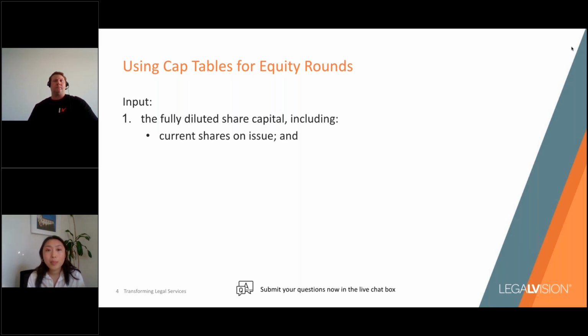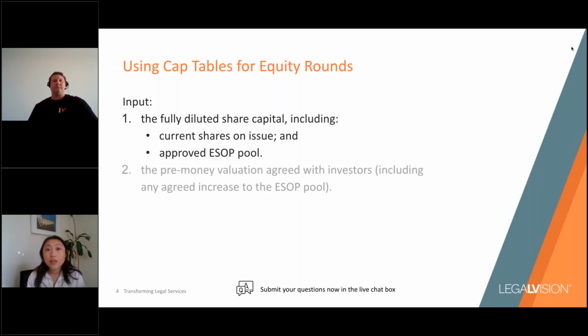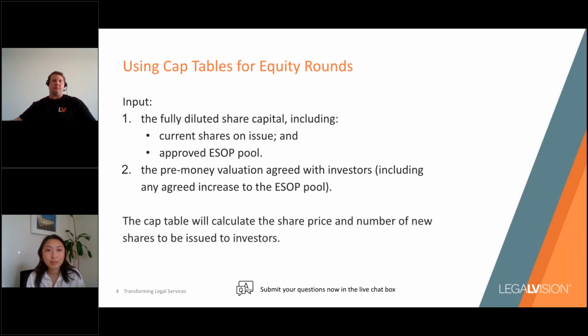The next step would be to use the cap table to actually calculate the economic terms of the raise. So you'll input the key details that you've agreed with your investors, such as the pre-money valuation. If there is going to be an increase to the ESOP pool, you'd include those terms in there as well, because that might affect the pre-money and also the share price that ends up being calculated. And then you can use the cap table, once all those details are in there, to calculate the share price and also the number of new shares that will be issued to new investors.